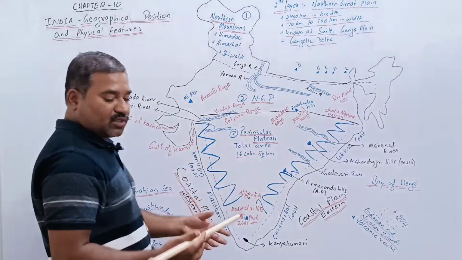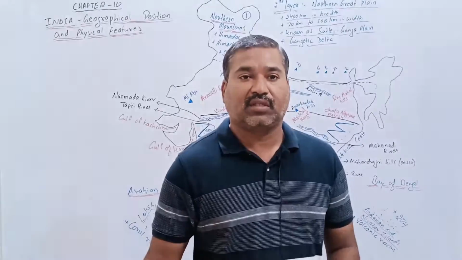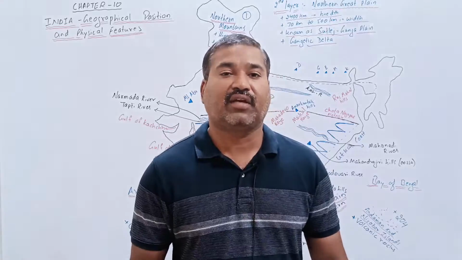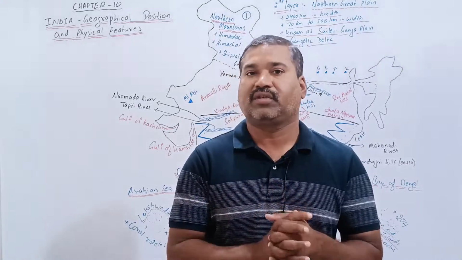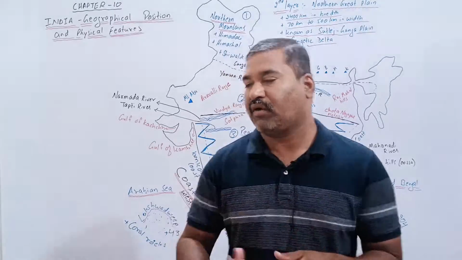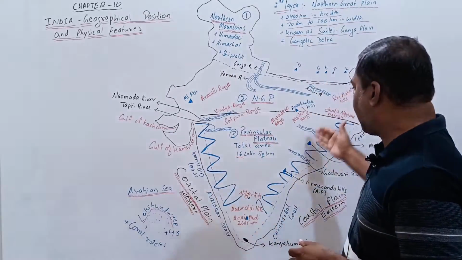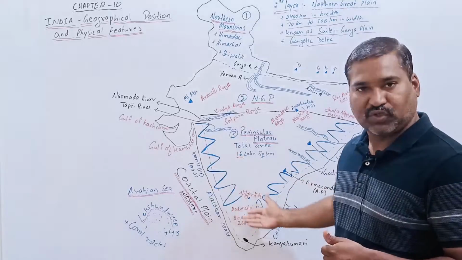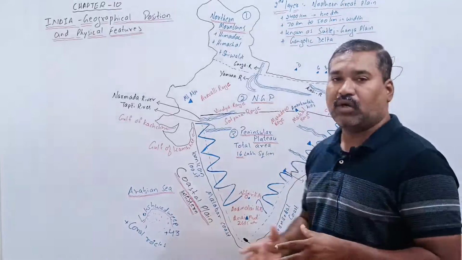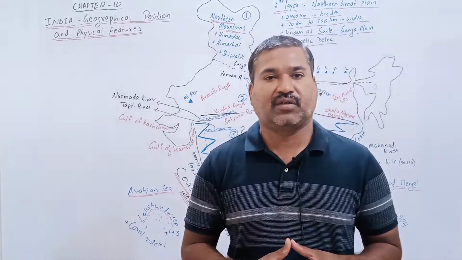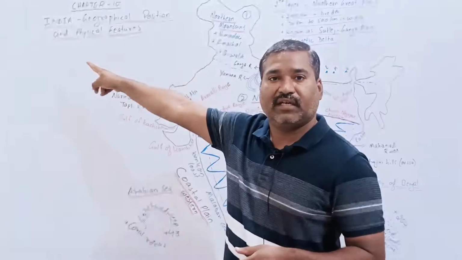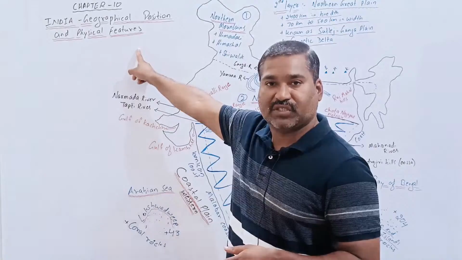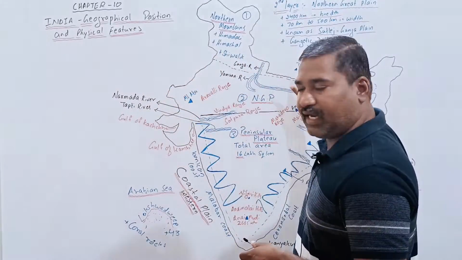In this way, this was a small summary related to the topic called physical division of India. I hope in this topic we have almost covered all the mountains and some of the important rivers also. So this is all regarding the first topic of geography, India's geographical position and physical features of the country India.